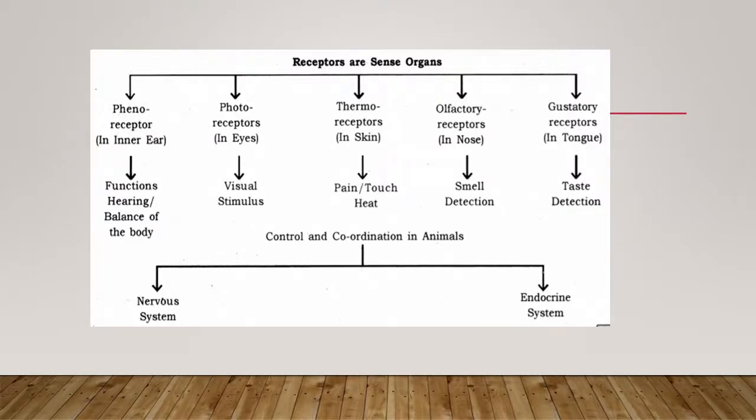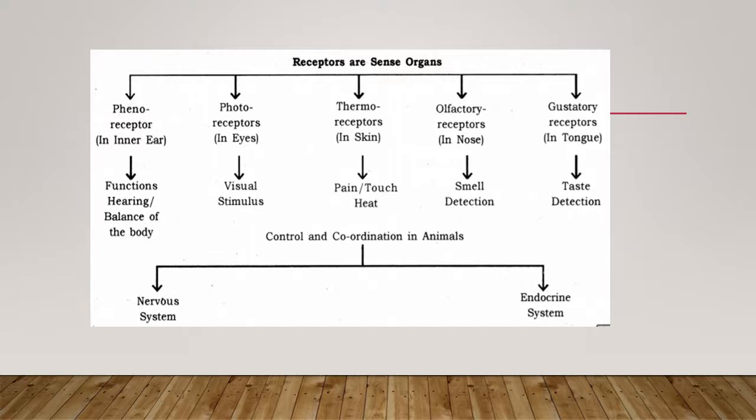Receptors are the sense organs. Phonoreceptors in the ears, photoreceptors in the eyes, thermoreceptors in the skin, olfactory receptors in the nose, gustatory receptors in the tongue. The ear functions in hearing and the balance of the body. Photoreceptors detect visual stimulus, thermoreceptors detect pain and touch, olfactory receptors detect smell, and gustatory receptors detect taste.